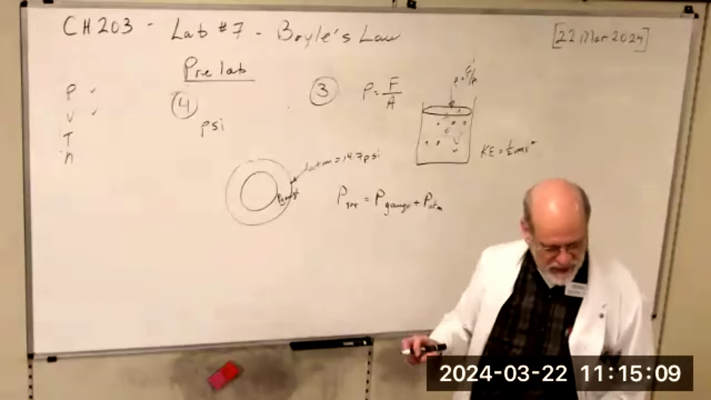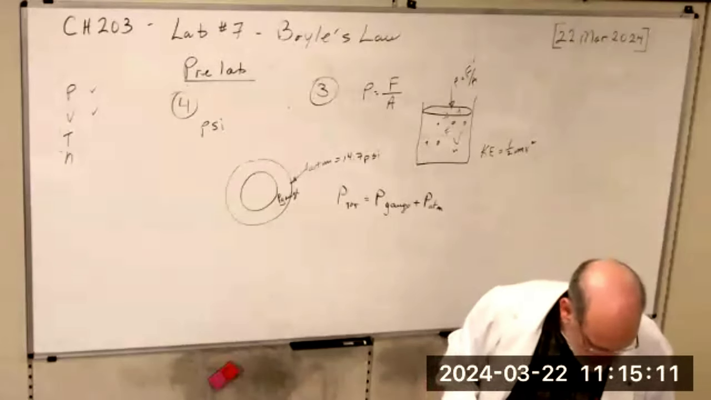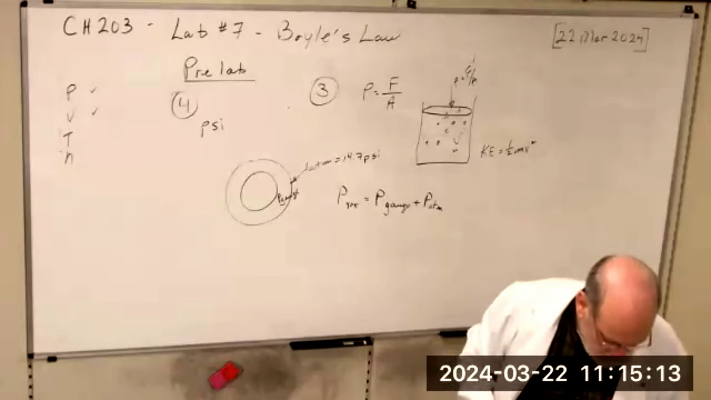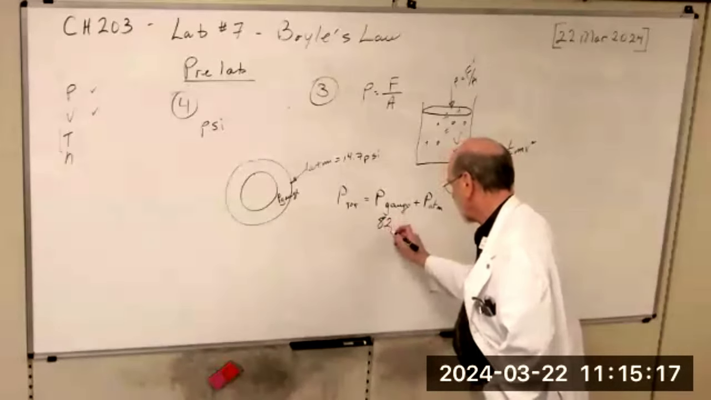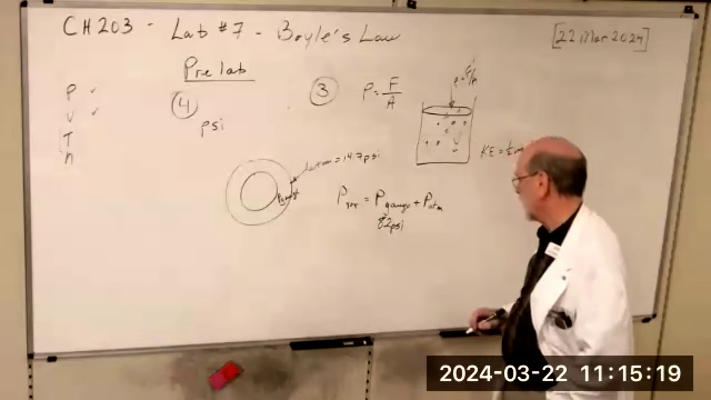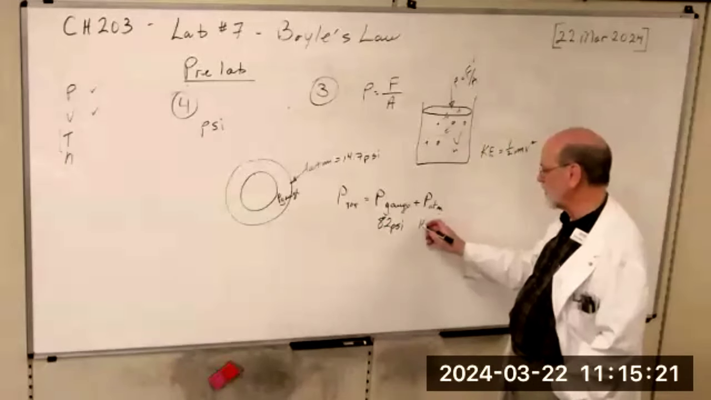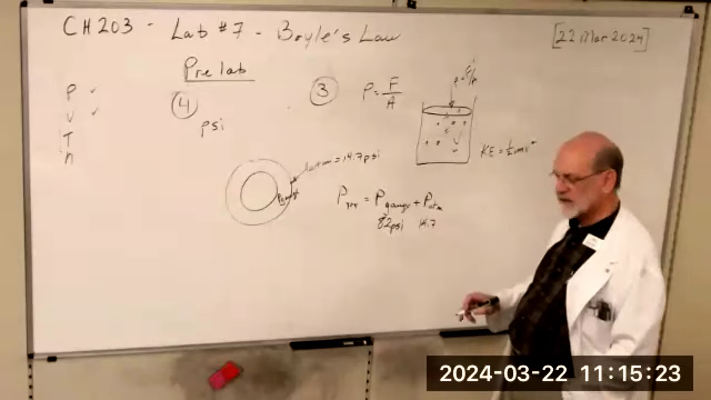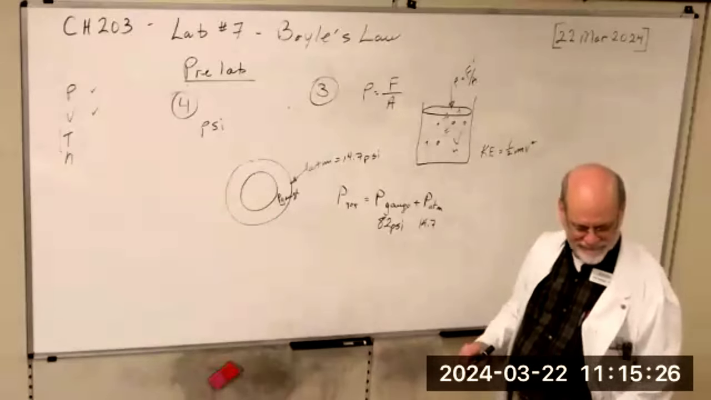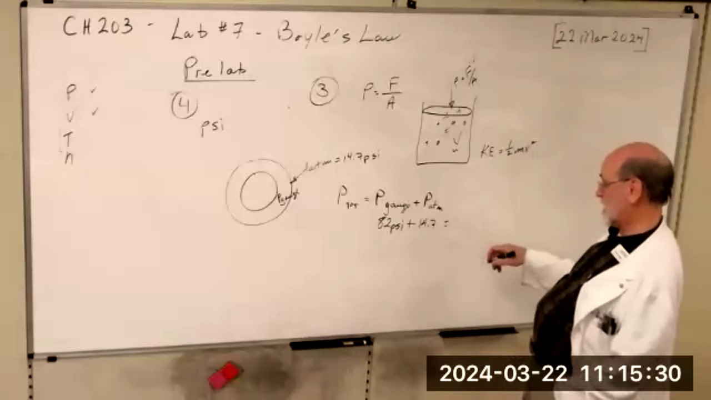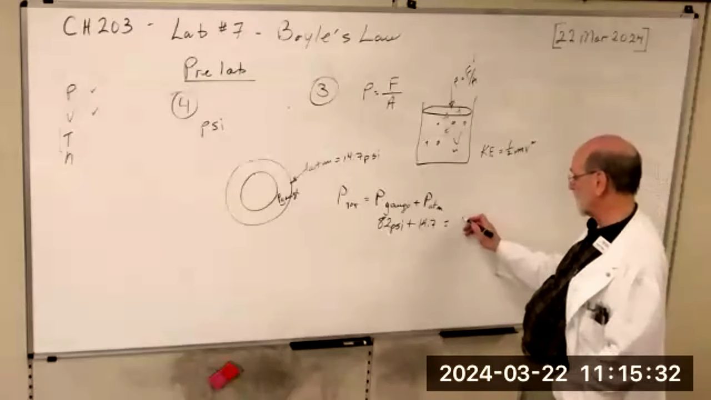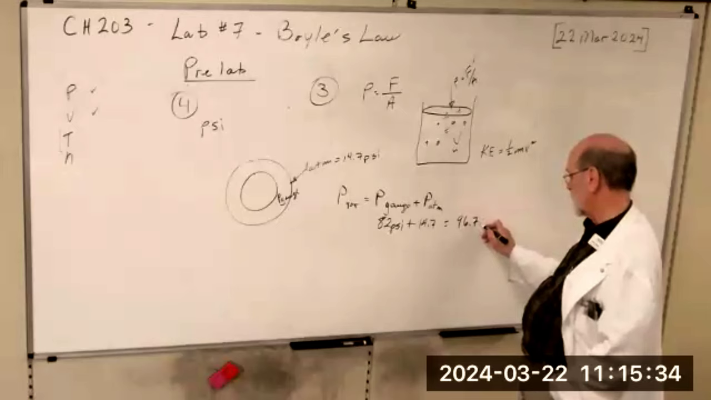The gauge pressure you measured was 82 PSI. And what's the atmospheric pressure? Well, we're assuming one atmosphere. So 14.7. So if we add those two together, we get 96.7 PSI.